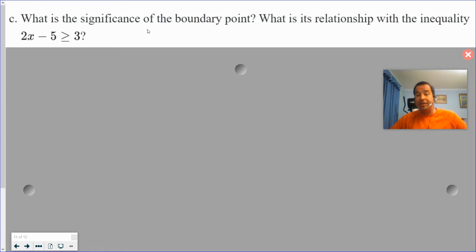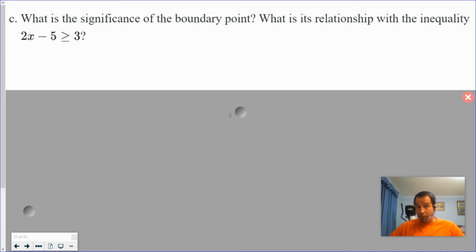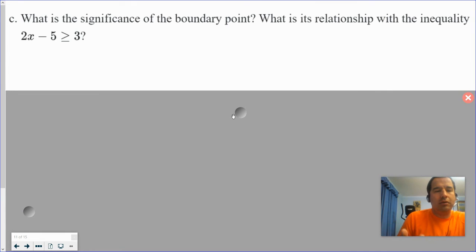Now, what is the significance of the boundary point? What's the relationship with the inequality? That boundary point is the smallest point that makes this inequality true. Now, how do I find that? Well, what does x have to be? x has to be greater than or equal to 4. Anything below 4 makes the inequality false and therefore not work.